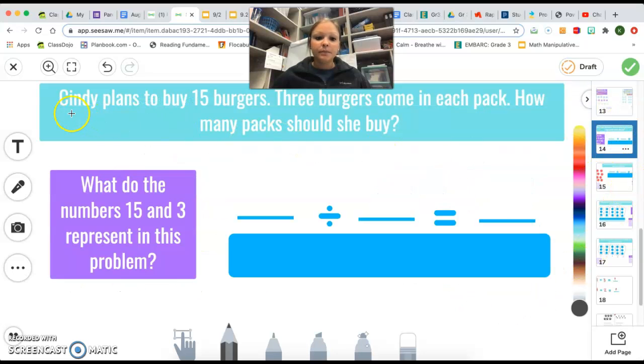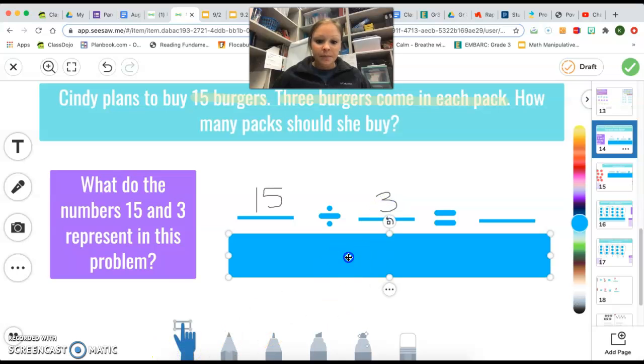So let's practice one. Cindy plans to buy 15 burgers. 3 burgers come in each pack. How many packs should she buy? We're trying to figure out what the 15 and the 3 represent in this problem. So here it tells us we have 15 burgers and 3 burgers come in a pack. And we're going to think of this word pack as group. So 3 burgers come in each group. So we know that the total is 15, and we know that we're dividing them into groups of 3.